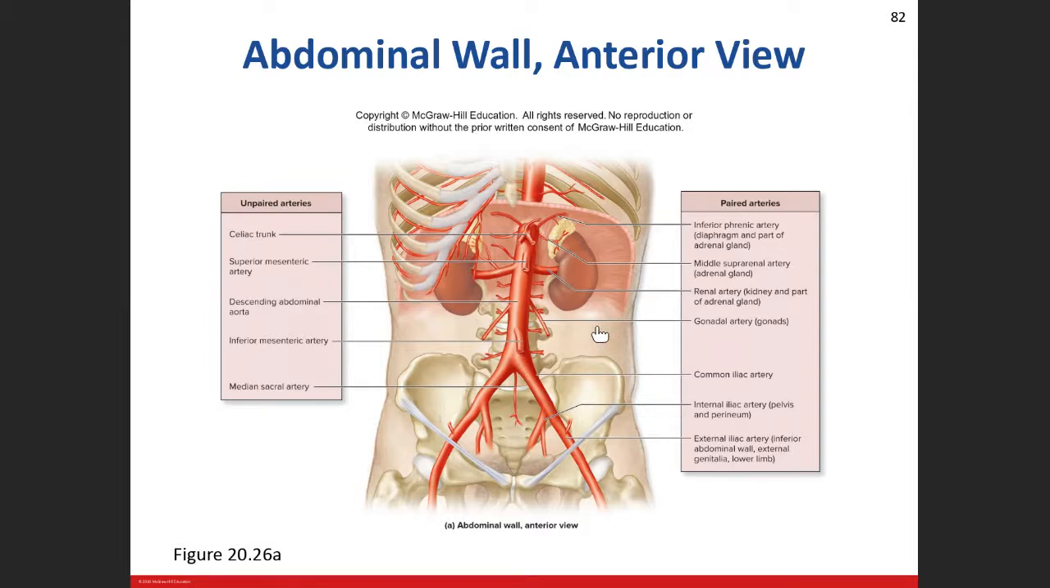And then when we're talking about our paired arteries, this is kind of what I was talking to you about. The middle suprarenal artery, our renal arteries, and our gonadal arteries, those all come off here, off of the descending abdominal aorta. Then we have our common iliacs, and then we'll have an internal iliac, and then we'll have an external iliac. Now the external iliac, when it hits this structure here, you need to know this is the inguinal ligament. The inguinal ligament.